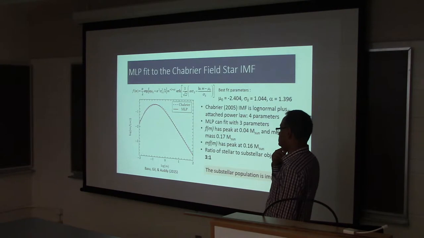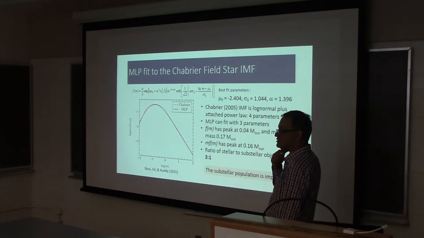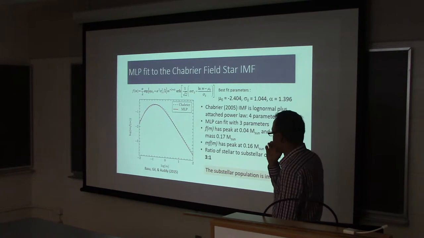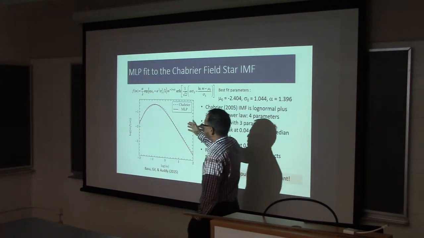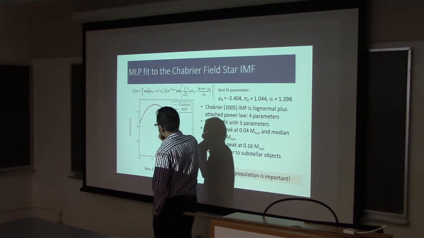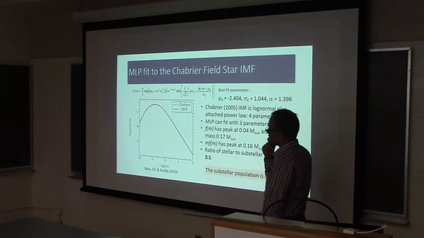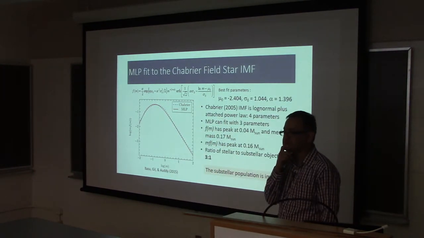Right. Okay. So I'm wondering how it could change. You assume that the value is over here, but there's an error bar. How would this change if it was someplace else inside the error bar? Right. Yeah, I can't give you that number right now. So I would venture to say whether you're fitting Chabrier or MLP in this region, it's a similar function you're fitting, right? So you mean how sensitive the fit is to changes in the different parameters?